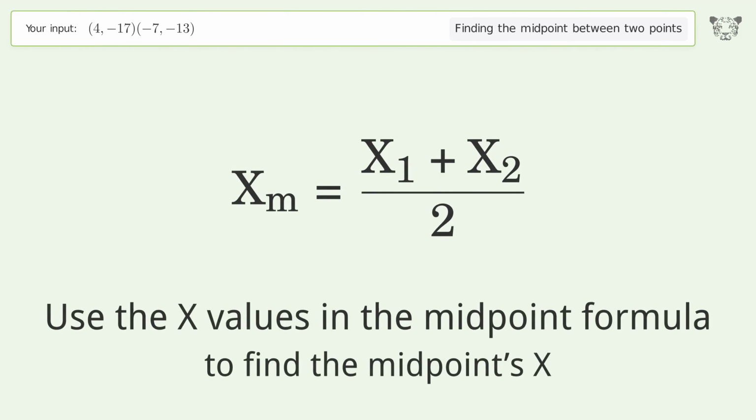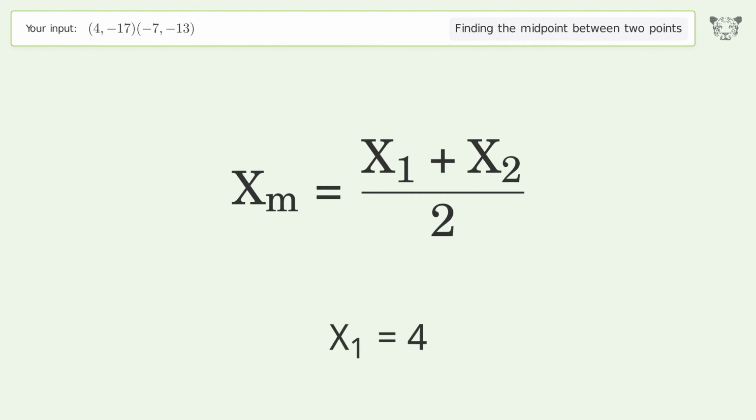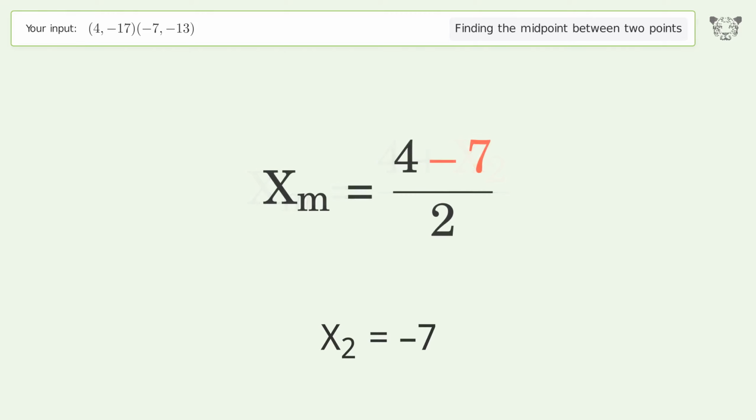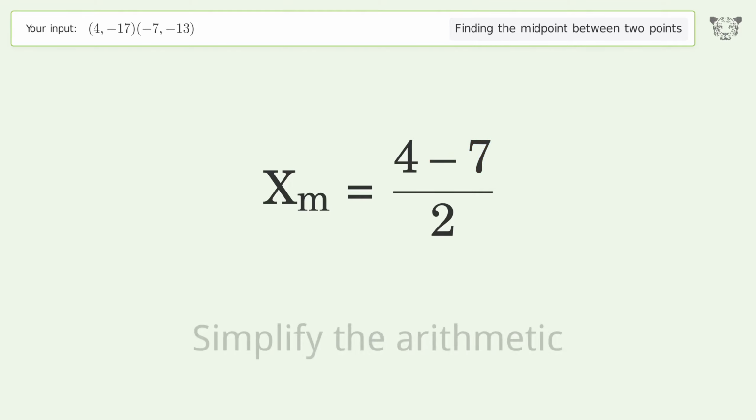Use the x values in the midpoint formula to find the midpoint's x. x1 equals 4. x2 equals -7. Simplify the arithmetic.